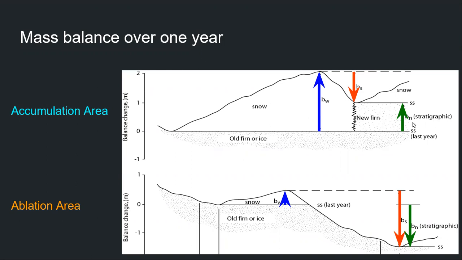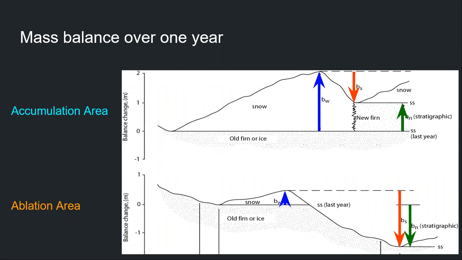It means that the net balance for the glacier during this year was plus 1 meter. It was a positive number. We created more ice than we lost. And that snow that survived the summer here is considered to be firn. And you can see here more snow starts accumulating in the next winter. That is typical of the accumulation area of a glacier.